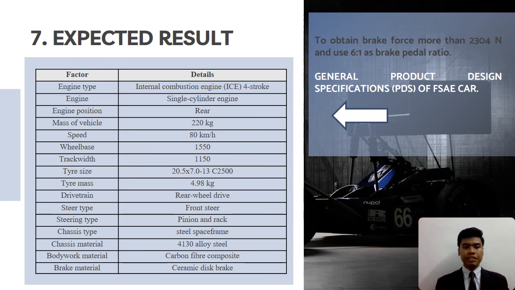Now, we have reached the last part of this presentation, which is the expected result. The expected result for this project is to obtain a brake force of more than 2304 Newton to lock all four wheels simultaneously, and to use 6:1 as the brake pedal ratio. The parameters below are the product design specification for a general FSAE car.